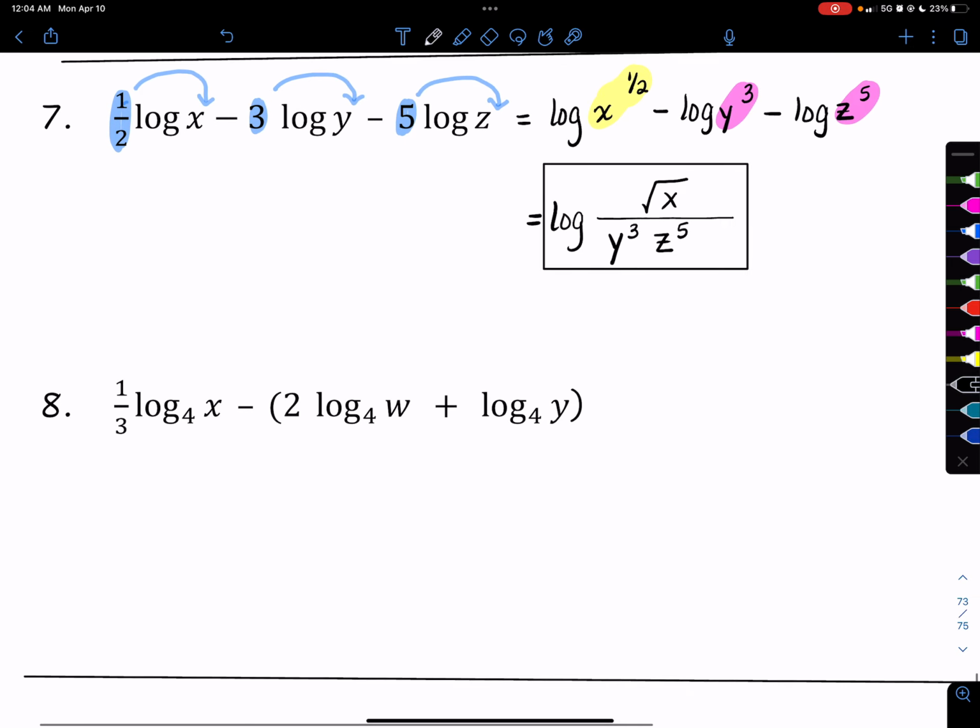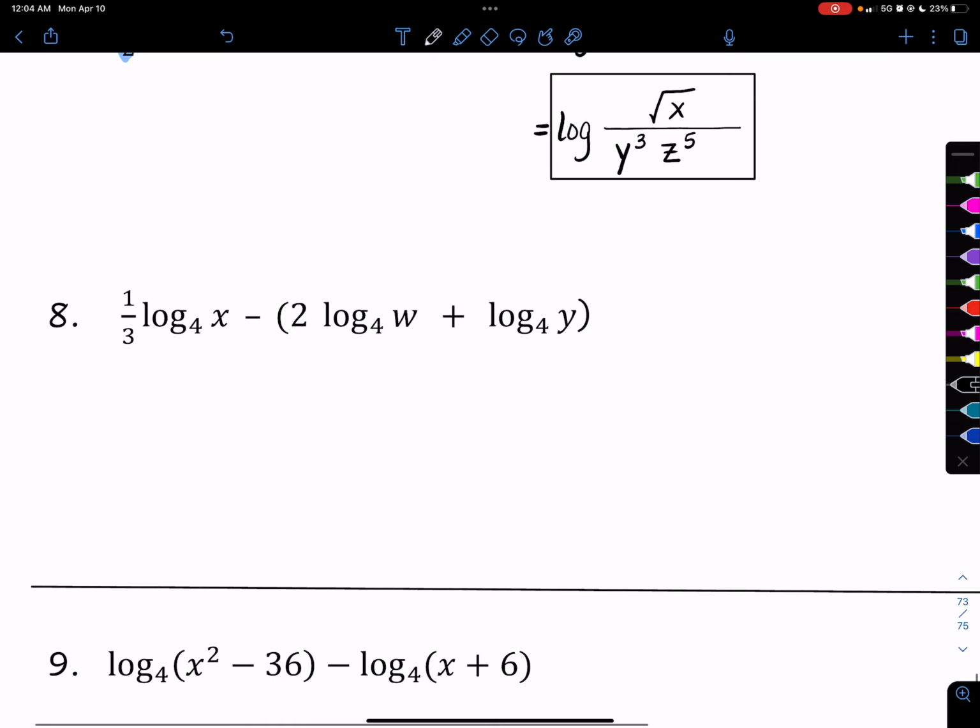On problem number 8, now there's a couple of things here. First off, I noticed that I have a couple powers. I have 1/3. Again, there's that fraction, so that means it's going to be turning into a radical. It'll be x to the 1/3. I also know that I have 2 here, so 2 will be w squared, right? Nothing in front of log base 4 of y.